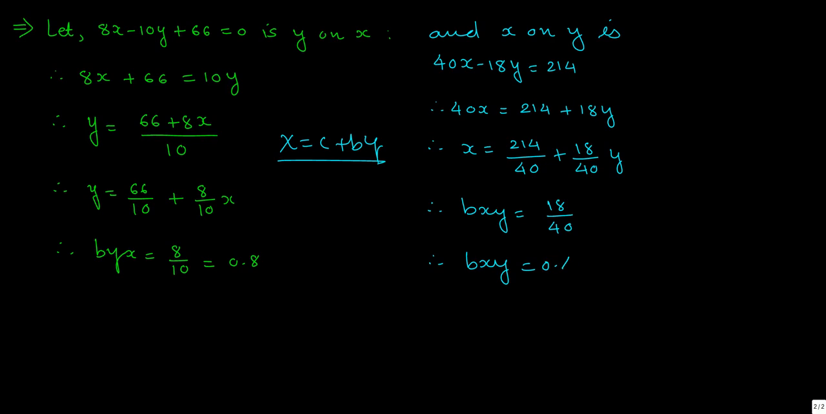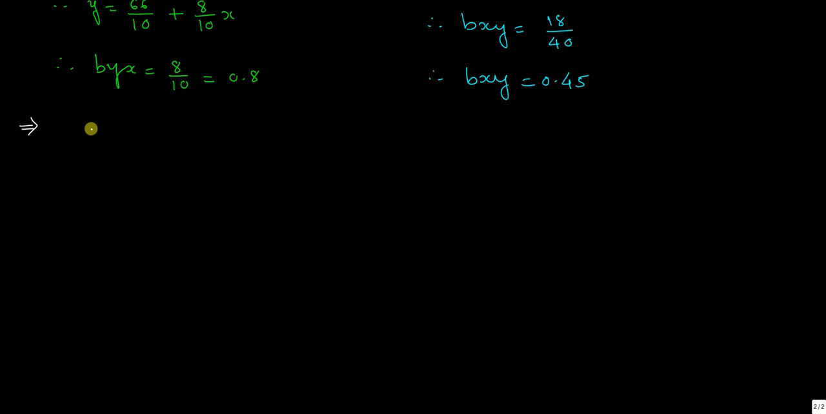That is 0.45. Now see, are both the conditions satisfied here? First, check the sign of both the coefficients. Yes, both are positive. Second, the product is one or less. Yes, the product of both the regression coefficients is one or less. So our assumption is right.